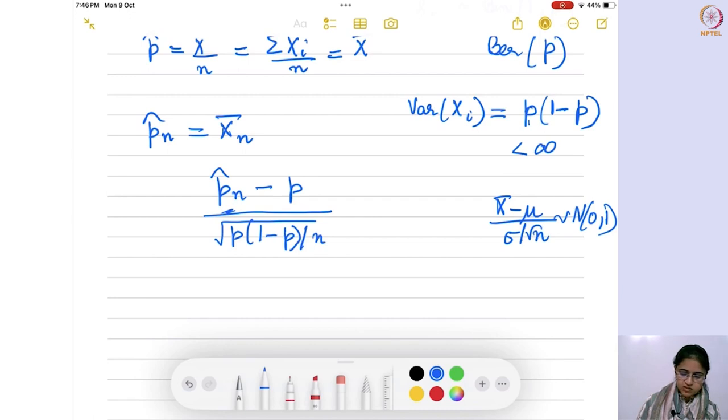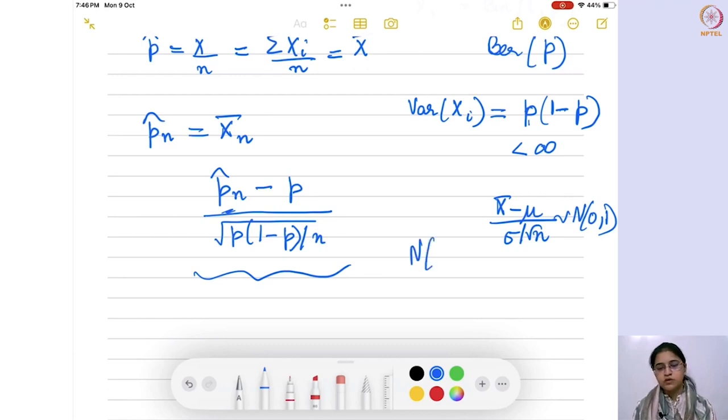So this basically would follow, it will be approximately normally distributed, right? Because now again we can use the central limit theorem to show that it follows a normal distribution with mean 0 and variance 1. That is why we say that as n approaches infinity, this distribution would approach the standard normal variate.